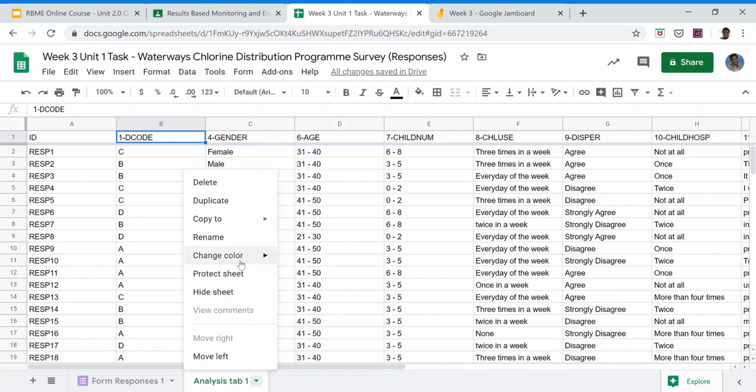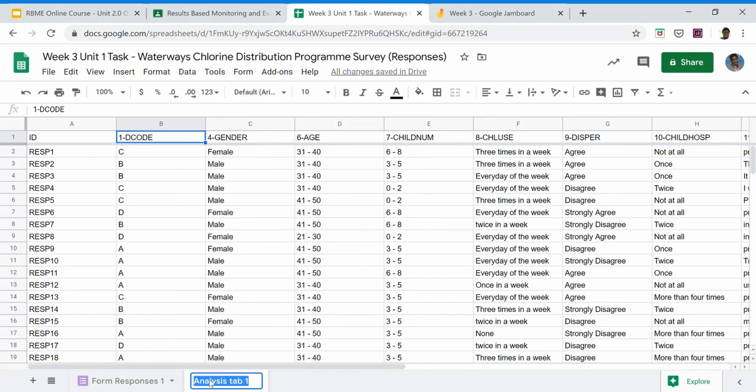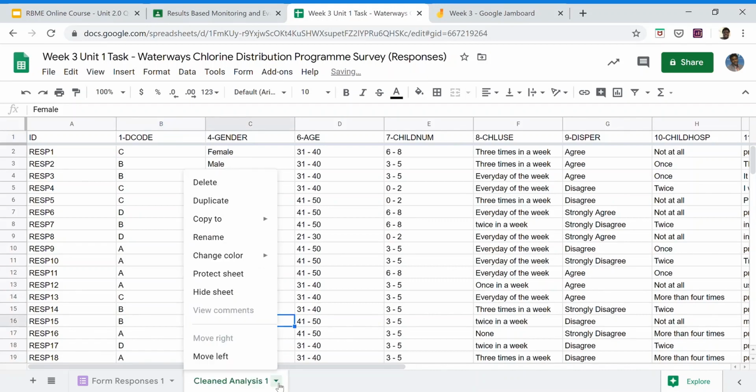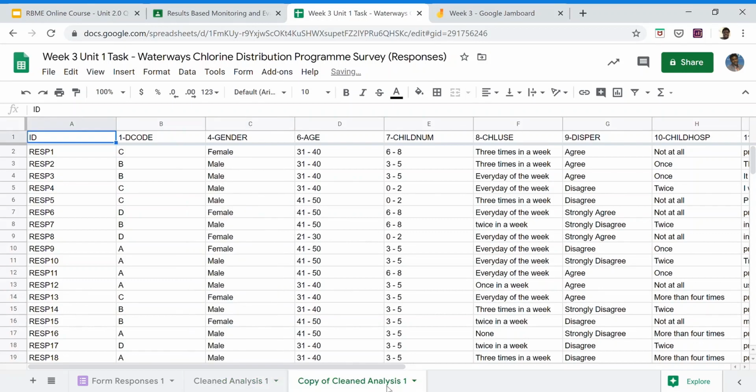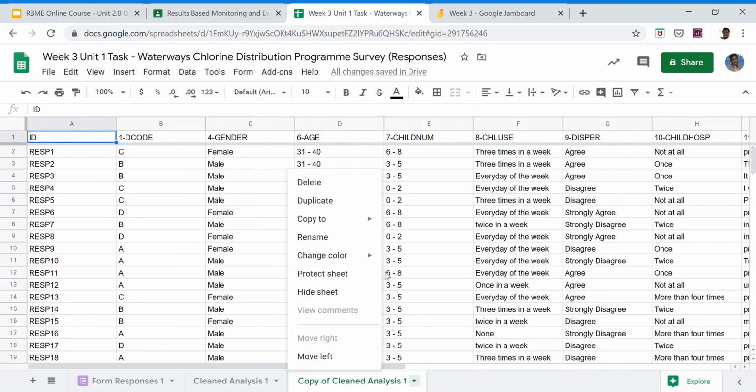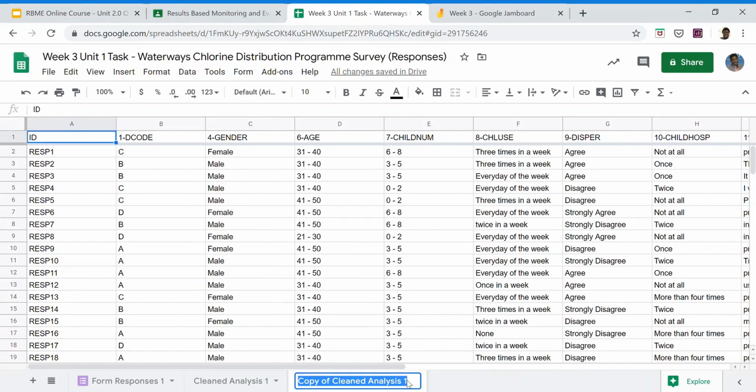Let me do this and rename this as clean analysis 1. I'll do this again. Duplicate. Then I have name, clean analysis 2, and yep. So I have the second one.